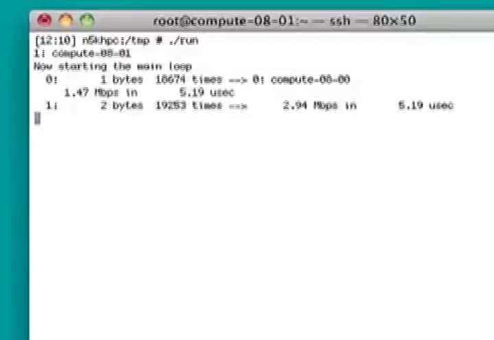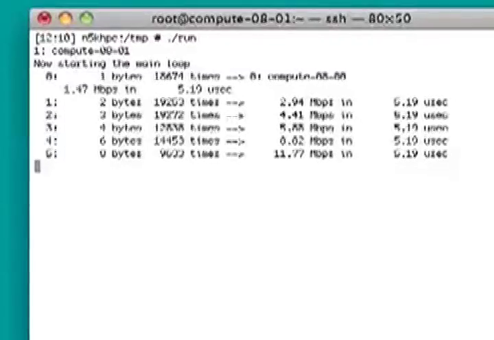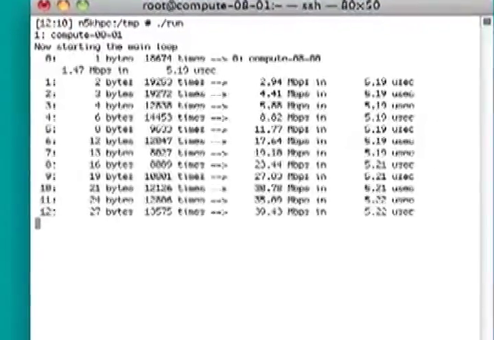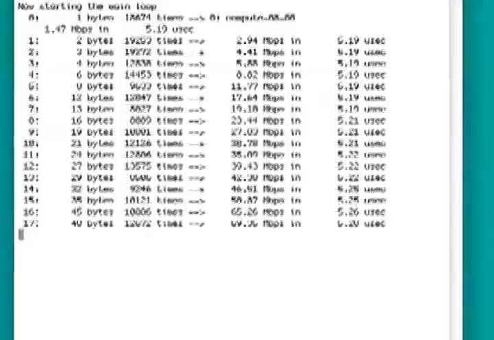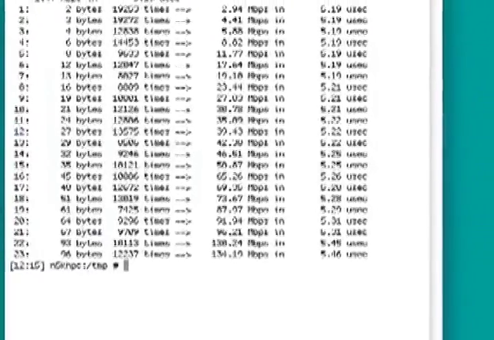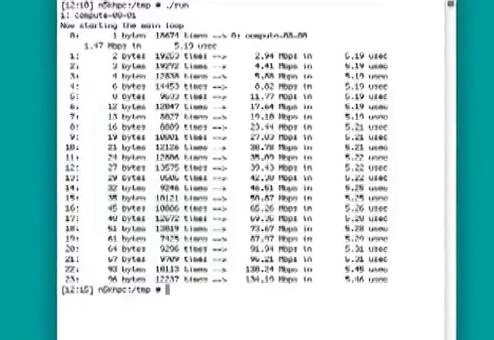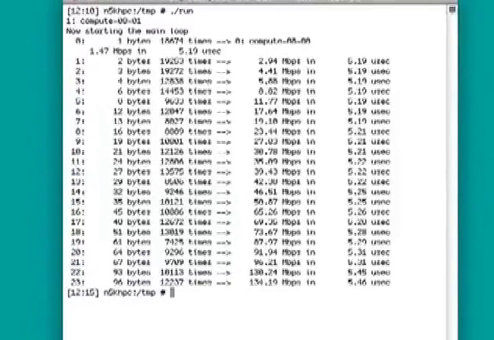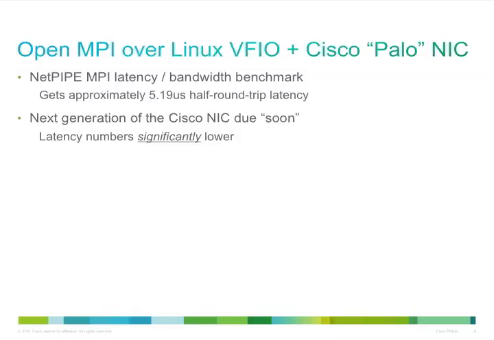This is with two servers running across Ethernet. Now, the Ethernet is back-to-back, so there's no switch in between here. But the interesting part is, I'm starting out at 5.19 microsecond half-round trip MPI latency, which is really darn low for Ethernet. Now, obviously, there are some lower ones out there, but the tricky part here is that this is not iWARP, and this is not Mellanox's RoCE product.